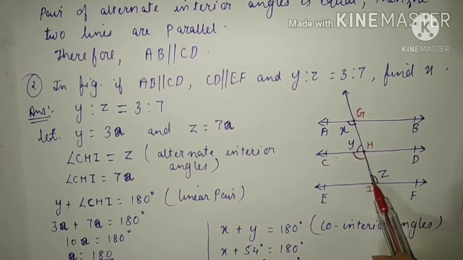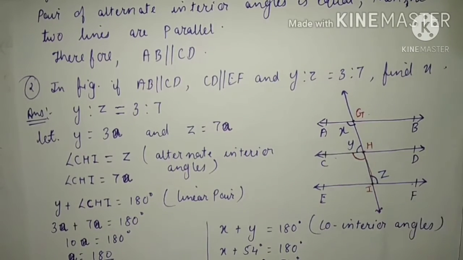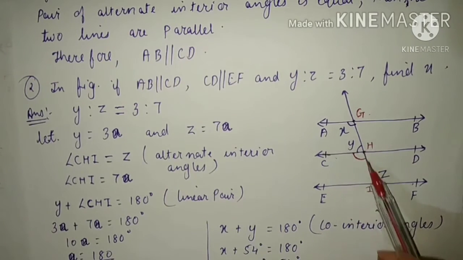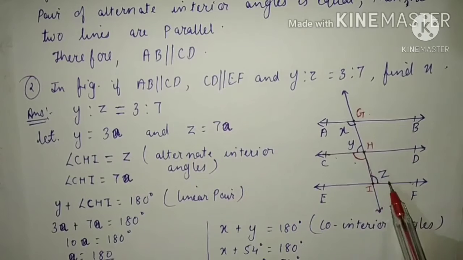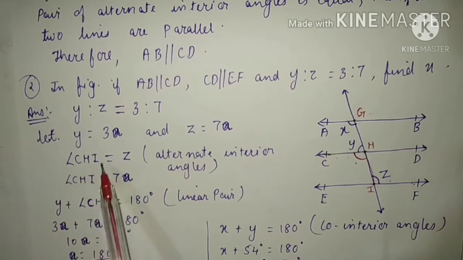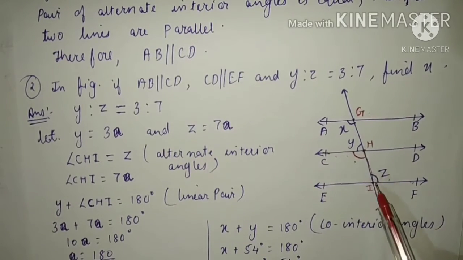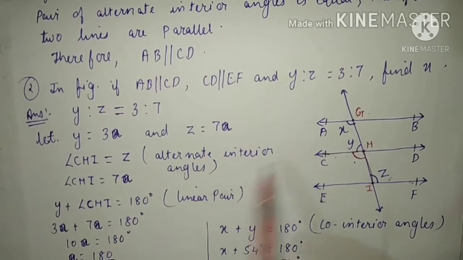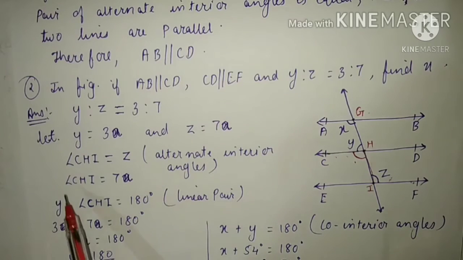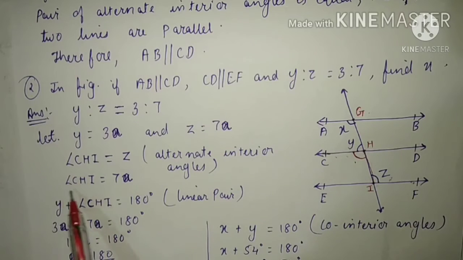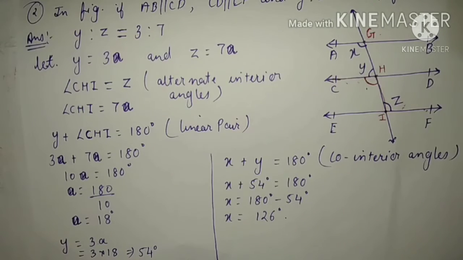this angle and this angle are alternate interior angles because these are also forming a Z. Z is forming, so these two angles are alternate interior angles and they will be equal. So we can write angle CHI, this CHI, is equal to angle z. Why? Because they are alternate interior angles. So angle CHI will be equal to, the value of z is 7a. So angle CHI is equal to 7a.